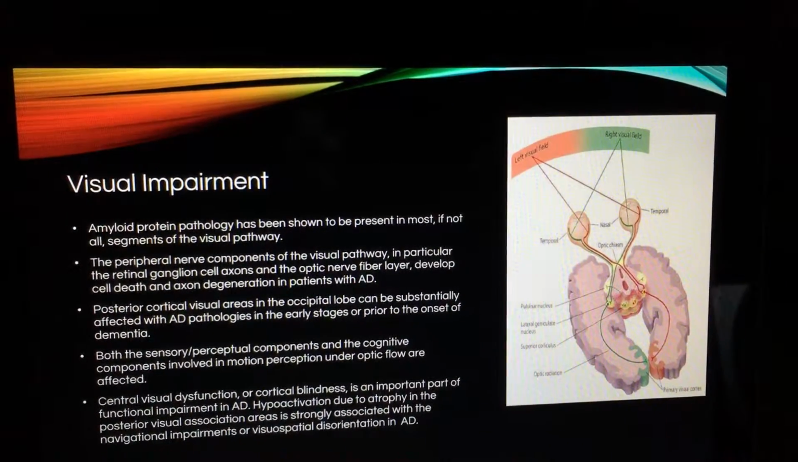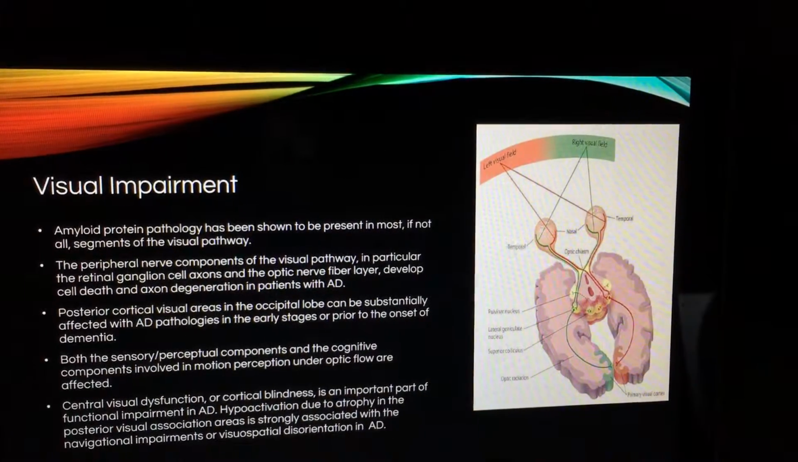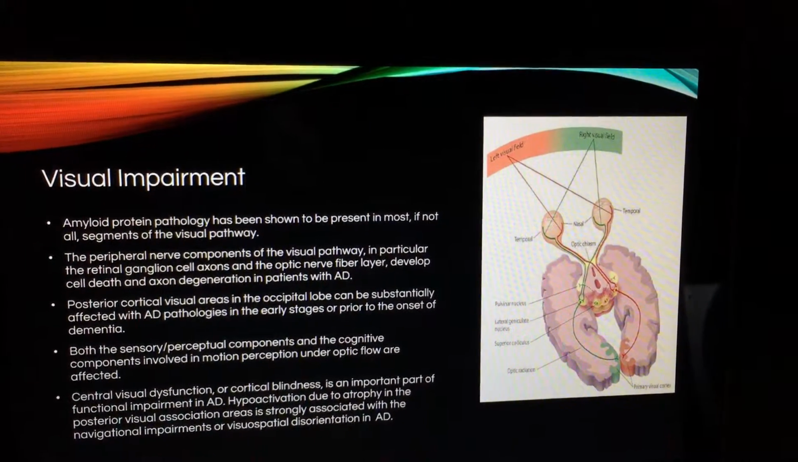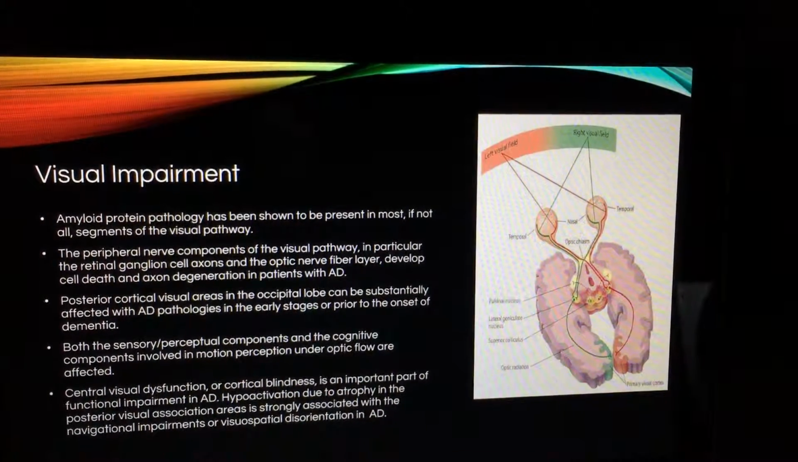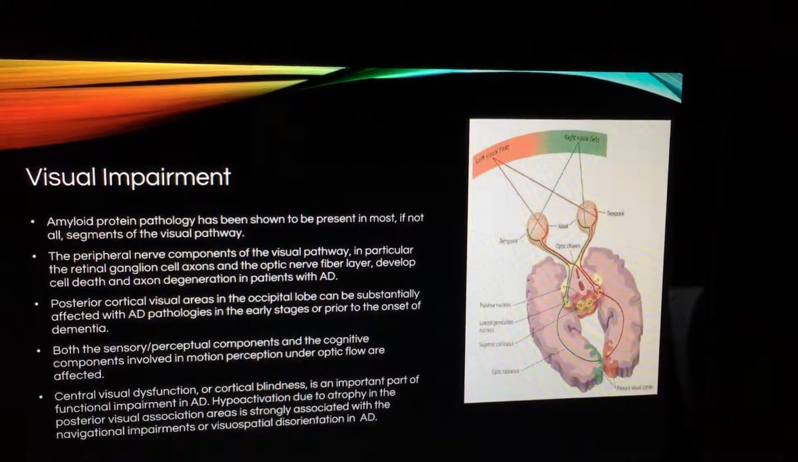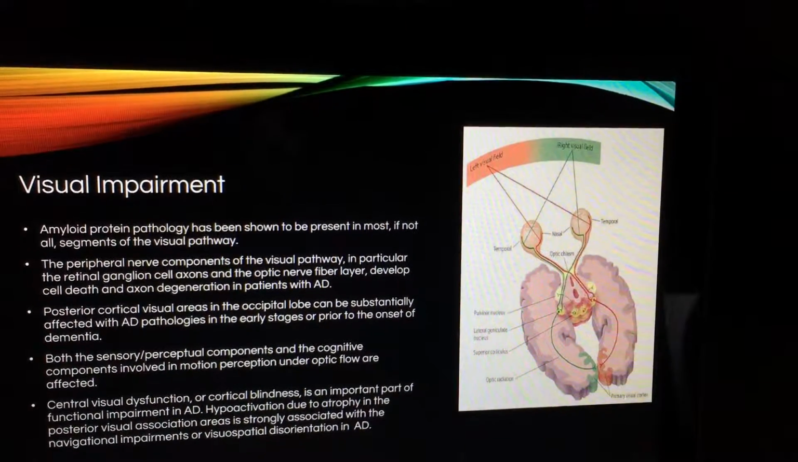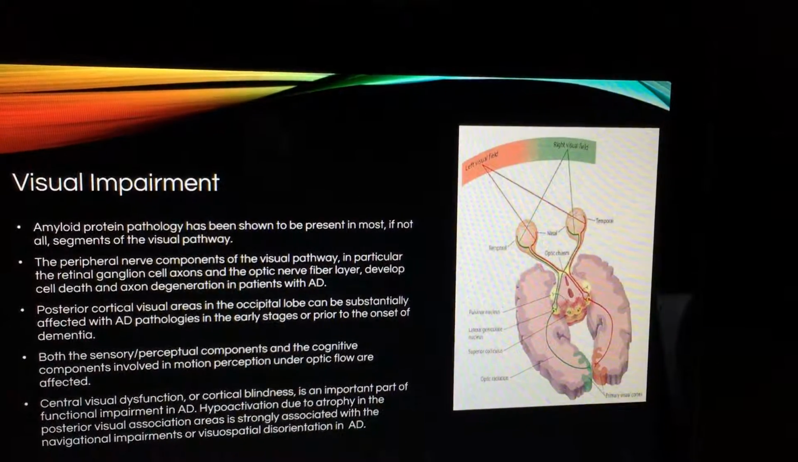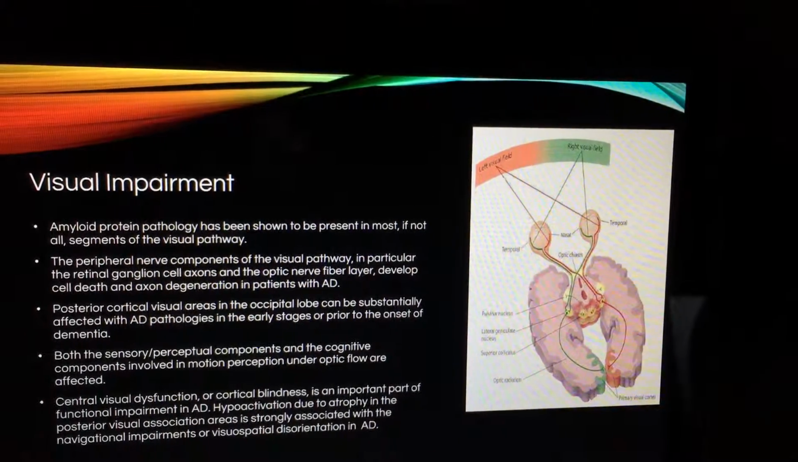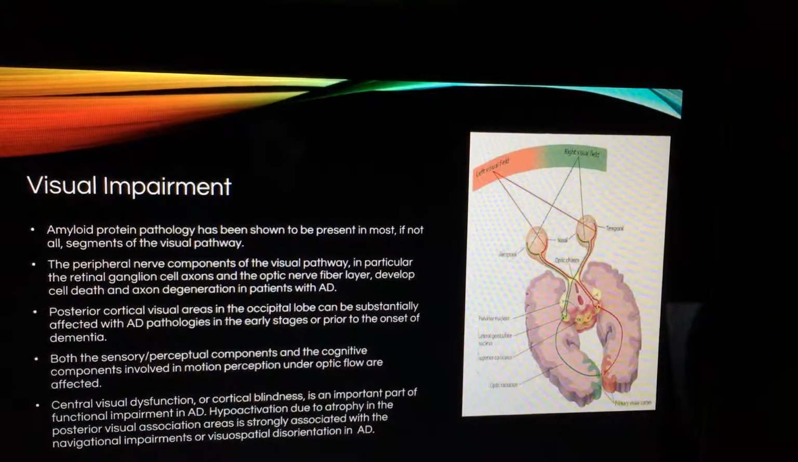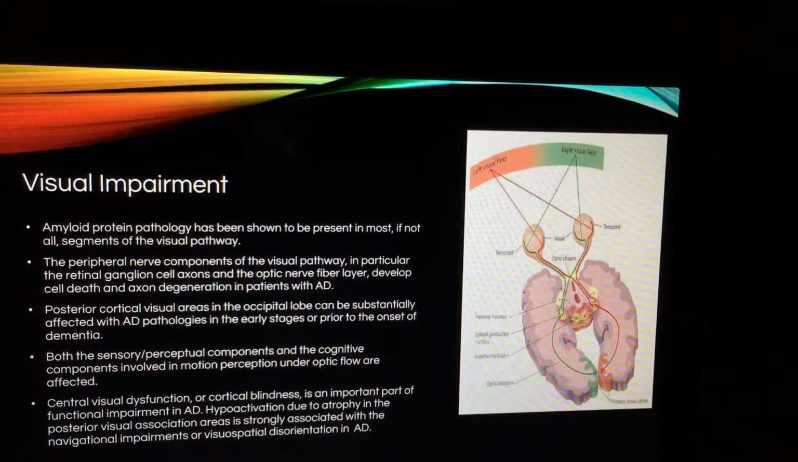Next, you have visual impairment. Amyloid protein pathology has been shown to be present in most, if not all, segments of the visual pathway. The peripheral nerve components of the visual pathway, in particular the retinal ganglion cell axons and the optic nerve fiber layer, develop cell death and axon degeneration in patients with Alzheimer's disorder.